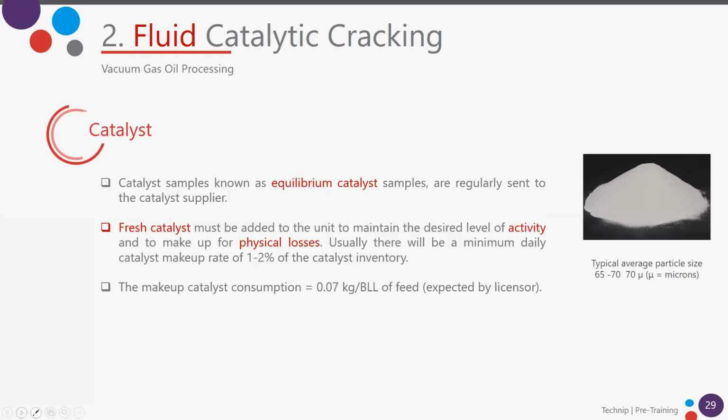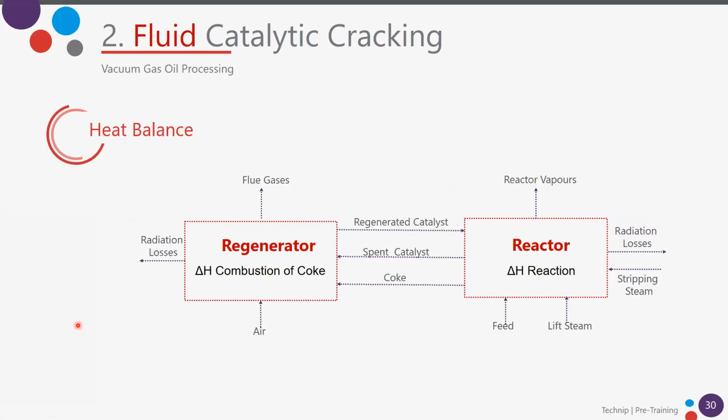Okay, after the catalyst, we wanted to show what is important in this unit. Remember that we have said that we have 2 main reactions. One is the cracking reaction, of course, in the reactor that consumes heat. It is an endothermic reaction. And we have another important reaction, the combustion reaction of the coke that releases heat. So we have here the heat balance of the unit.